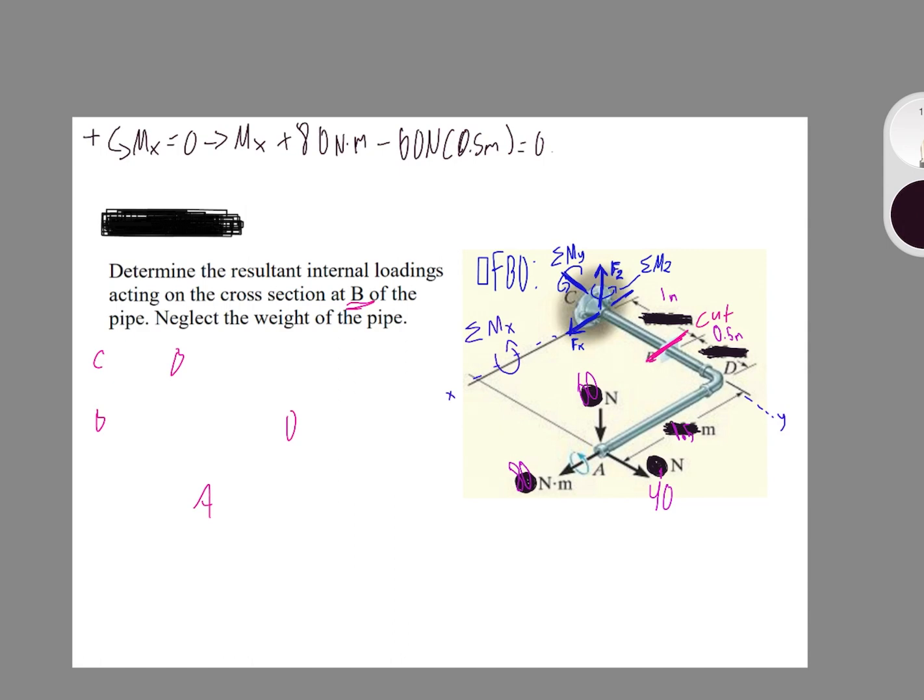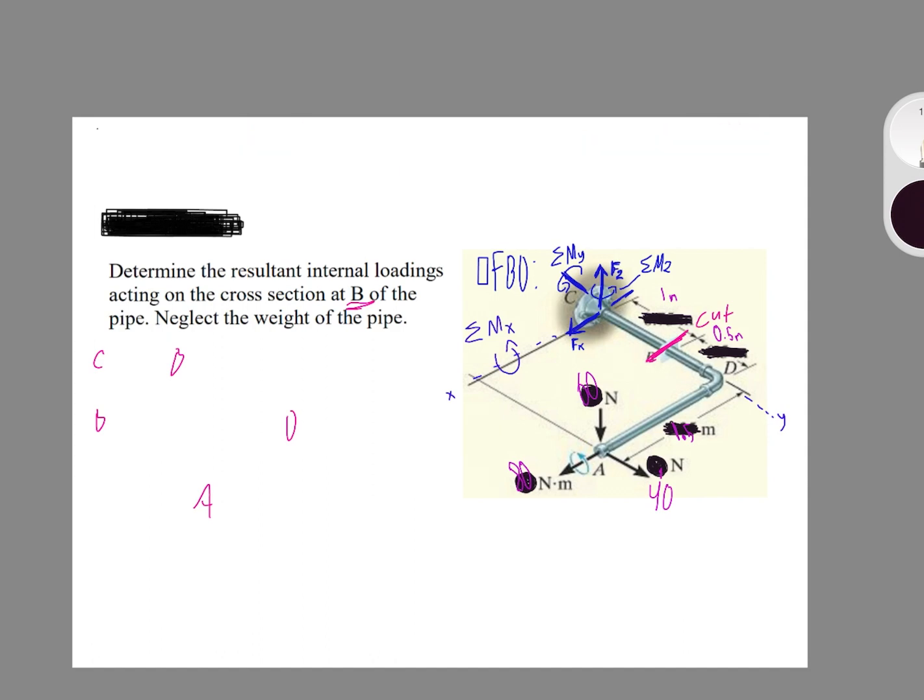Let's go ahead and solve that. Let's get our calculators out. It's going to be 80 minus 30, basically. So that means Mx is equal to negative 30 newton meters. Good deal. Let's take another moment.